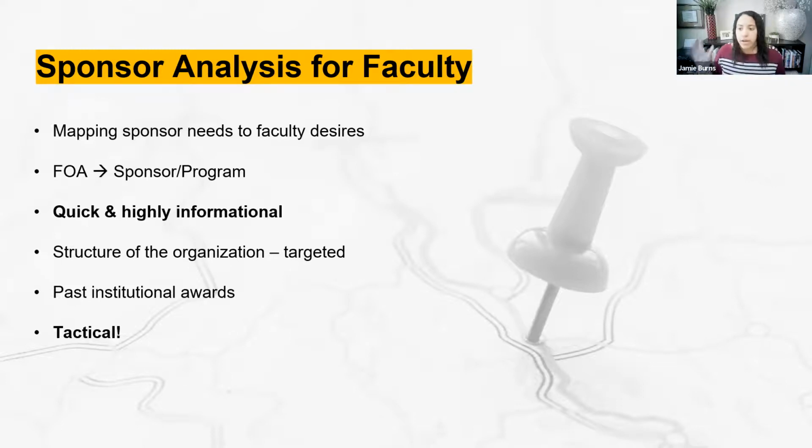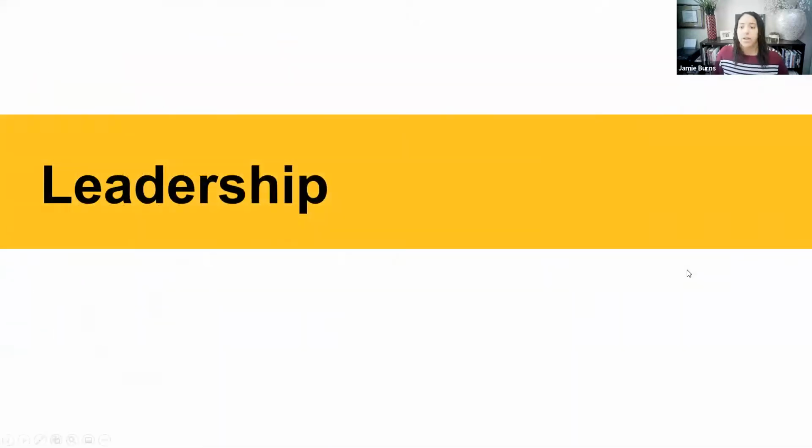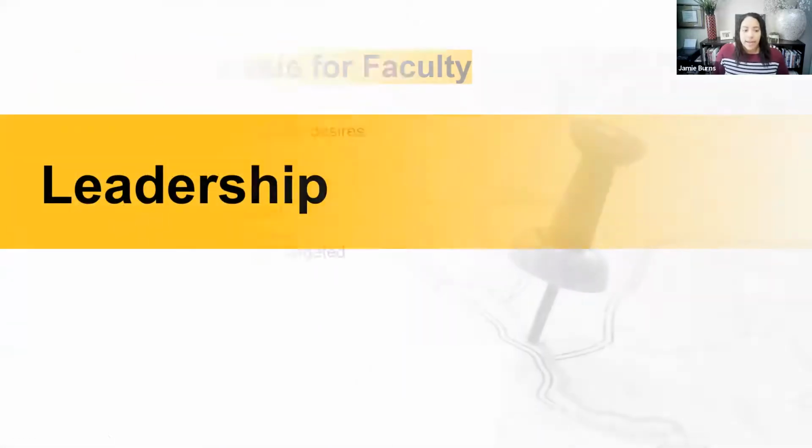So they get not only the analyst side of what we're seeing, but they get that human intelligence side from faculty by us just providing those names of here's who's done well with the sponsor. And really, for a sponsor analysis for faculty, these are very tactical. They are helping a faculty member who is ready to make a decision to submit a proposal for something right then.